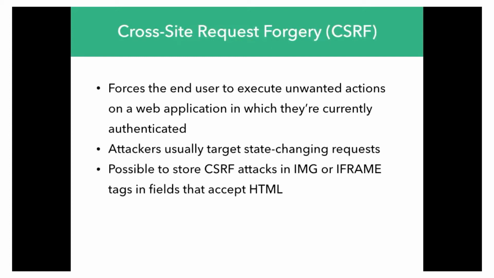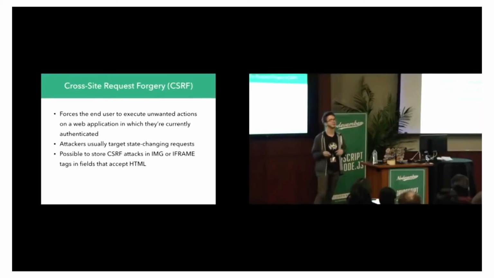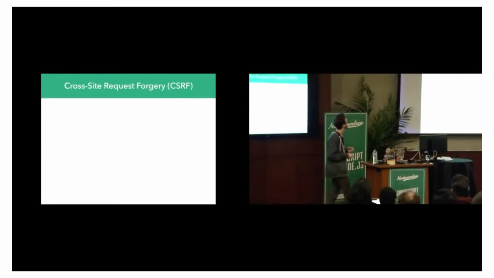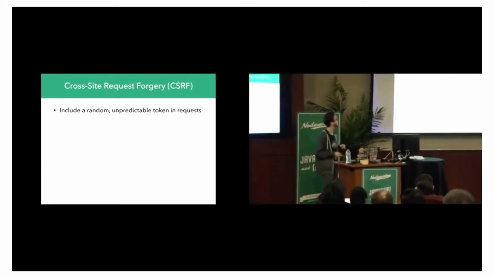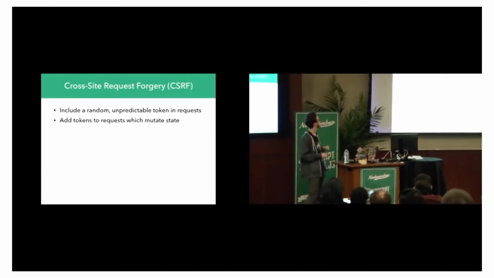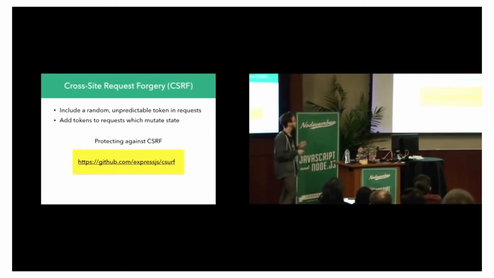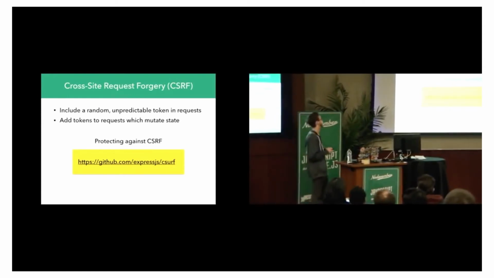Attackers usually target state-changing requests. For a nuance of the way it works, you have to target requests that you can predict. If you can randomize requests in a way that they can't duplicate, then this can't happen. So the way to deal with that is just to include a random, unpredictable token in requests, add tokens to requests which mutate state. And this CSRF library is super popular and does it for you in Express. You will be vulnerable to CSRF if you have an XSS vulnerability if you don't use CSRF protection.